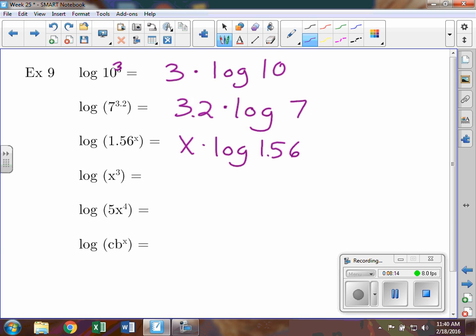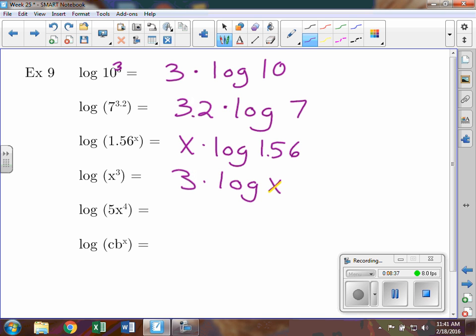Likewise, it doesn't matter if the base is a variable. Whatever the exponent is, the exponent comes down and we will multiply by the logarithm. One piece you must be careful about, however, and this is a very, very common error.